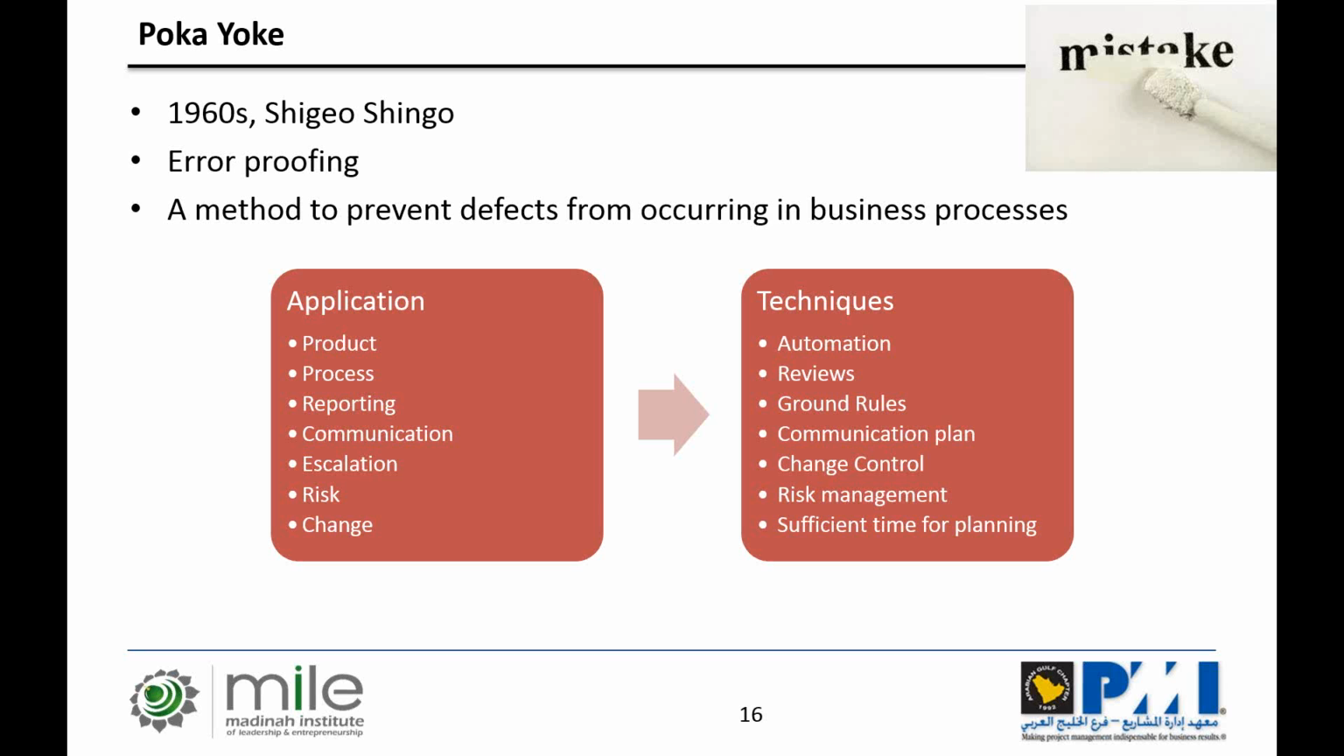In processes, it could be automation or a checklist of items or drop-down menu. Of course, in communication, it's going to be establishing ground rules so we know what to expect and how to expect, an escalation procedure so when something goes wrong, people are not going nuts, right? And again, we see reviews, ground rules, automation, and so on, right? These are the ways, and we got to think this is prevention.